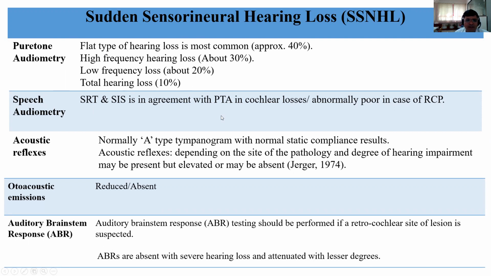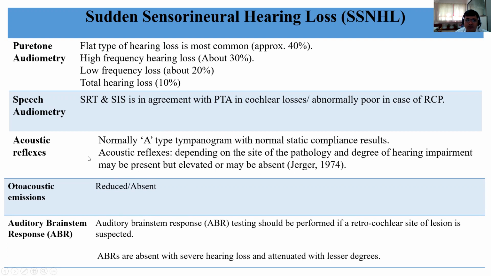And most often it is seen that SRT is in agreement with pure tone average in cochlear hearing loss. But in retrocochlear pathology cases, the SRT-PTA agreement is not good, it is poor, if there is loss because of CP angle tumor, acoustic neuroma, or any retrocochlear pathological conditions. Usually it is A-type tympanogram with normal static compliance, and acoustic reflexes again depend upon the site of pathology or the degree of hearing impairment. So it may be present or elevated or absent.